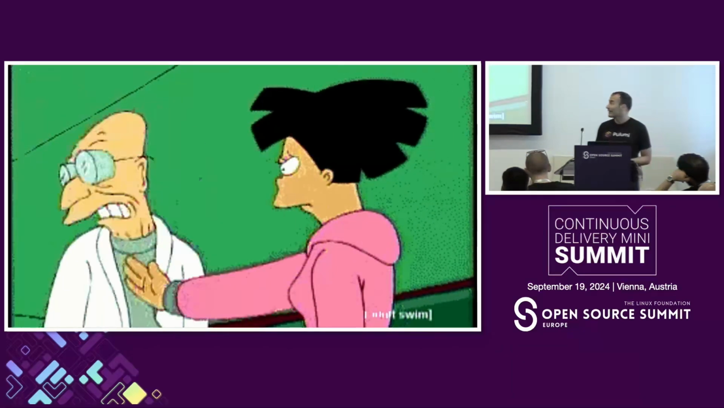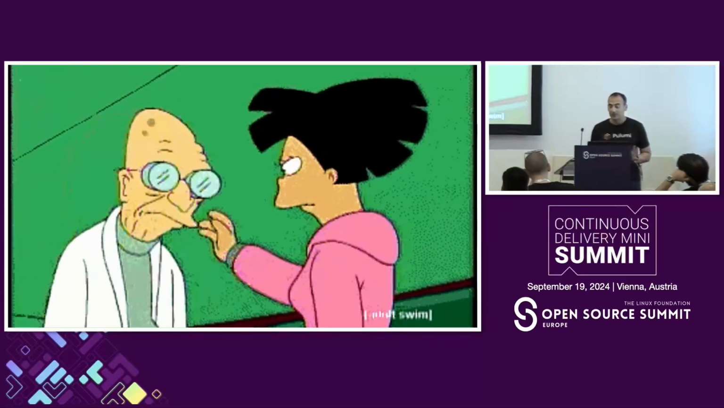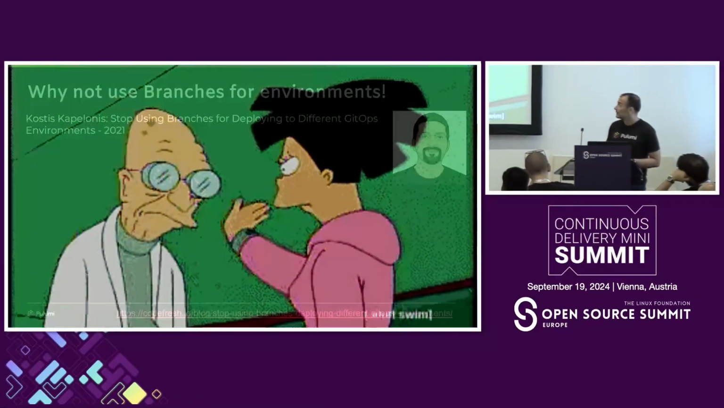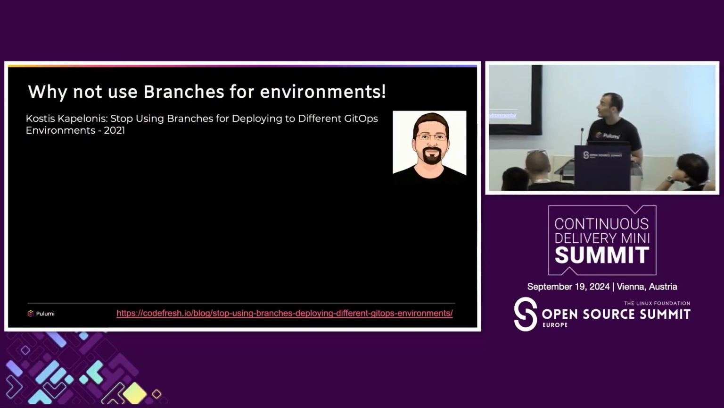And then comes, no, we don't do this. So that's a big no-go. So we have Kostis Kapellonis from CodeFresh, and he already wrote in 2021 an article, Stop Using Branches for Deploying to Different GitOps Environments. Here's the link to this article. It's very, very cool and very thoughtful for that time.